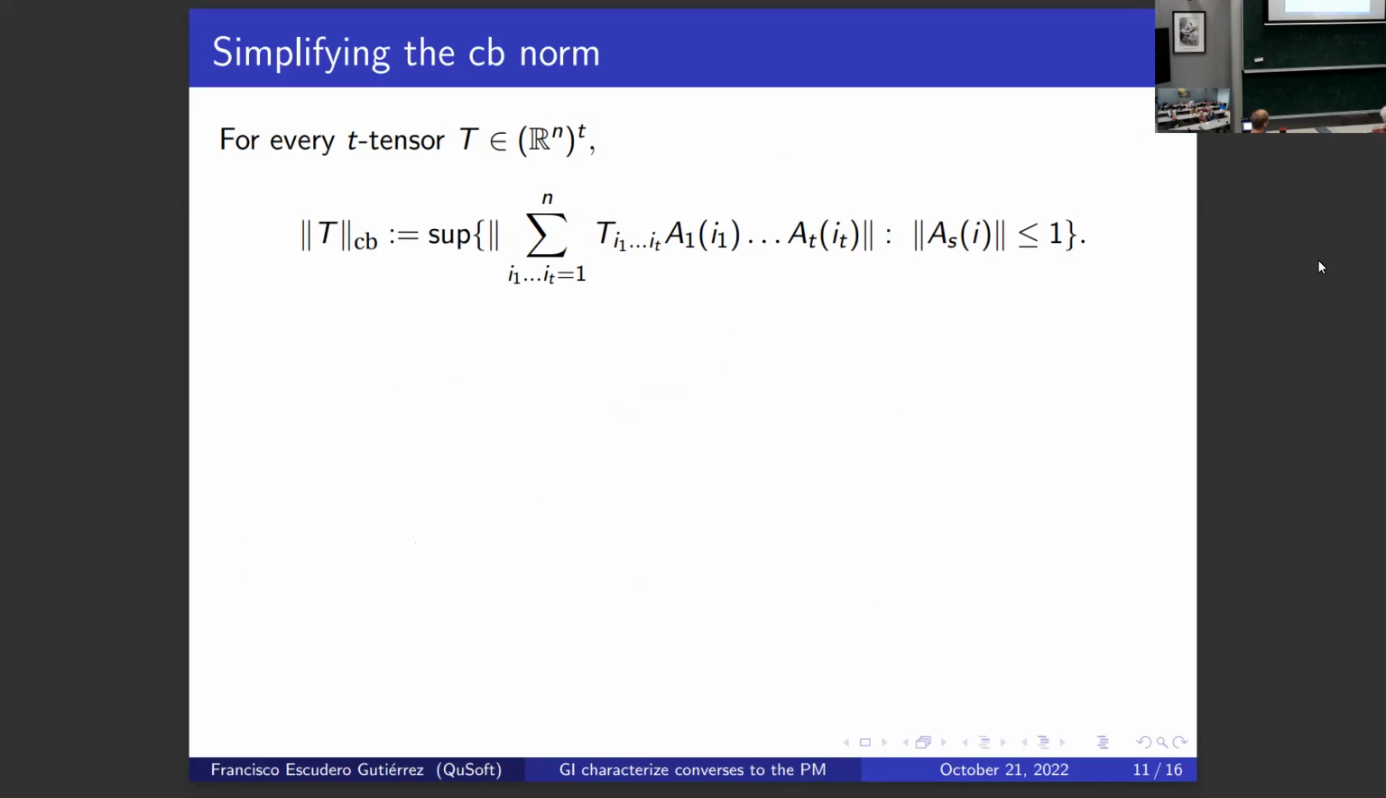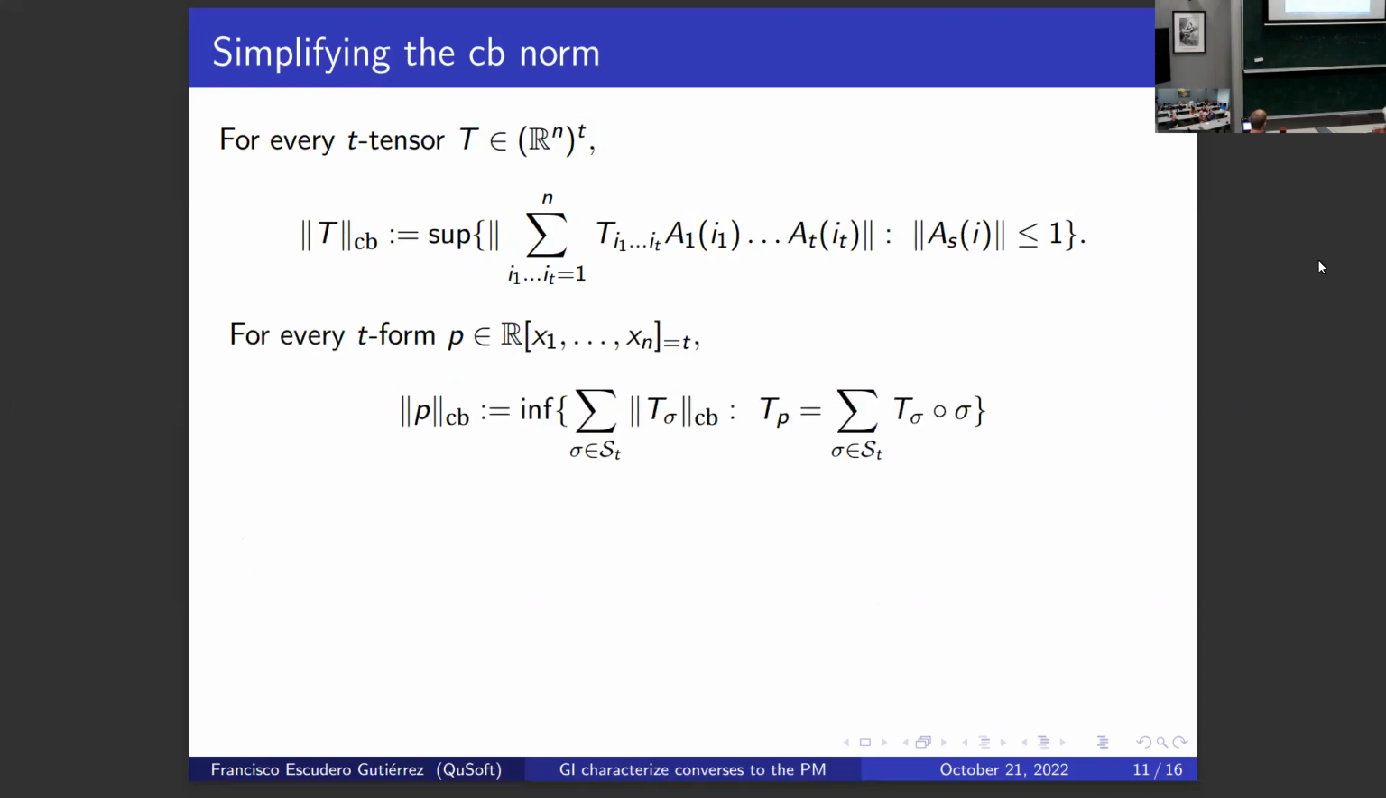This is the definition of the complete bounded norm of a tensor, and now we are going to define the complete bounded norm of a polynomial. So, given a polynomial, you take the symmetric tensor associated with that polynomial, and you take all the decompositions of the tensor in this way. For every sigma, you take a tensor and sum the permuted version of that tensor over the symmetric group, and then you should get the symmetric tensor.